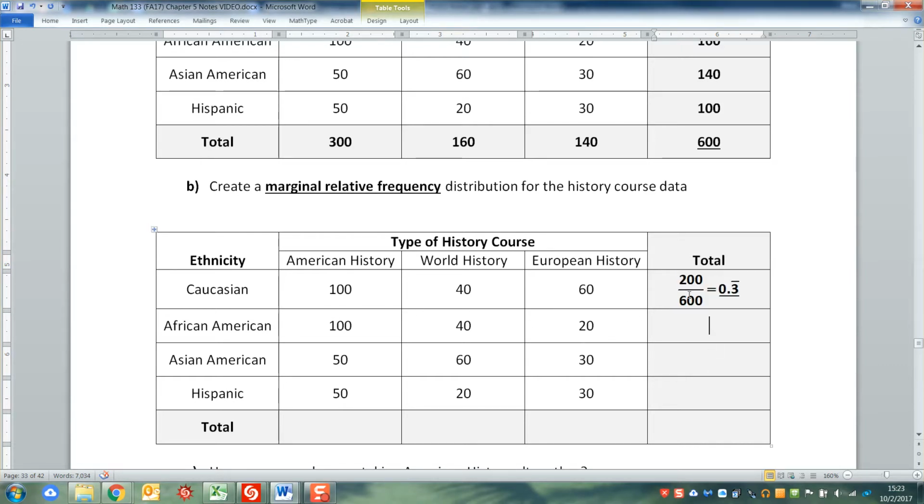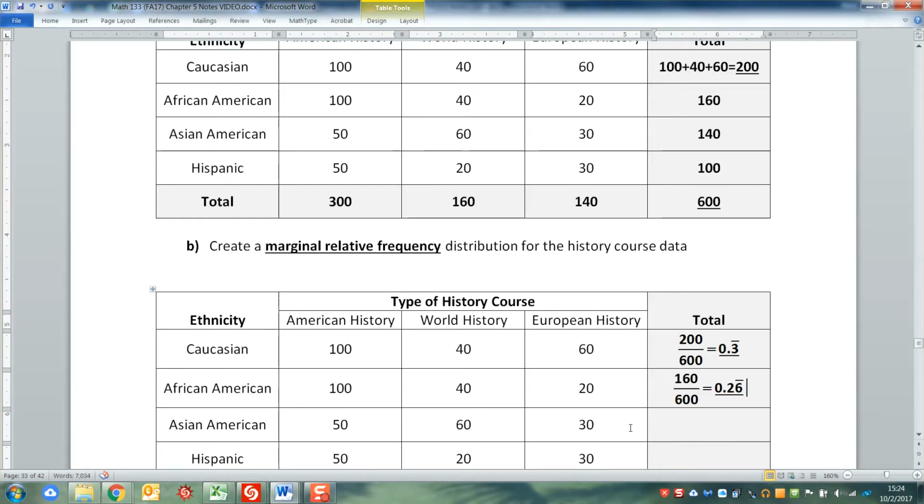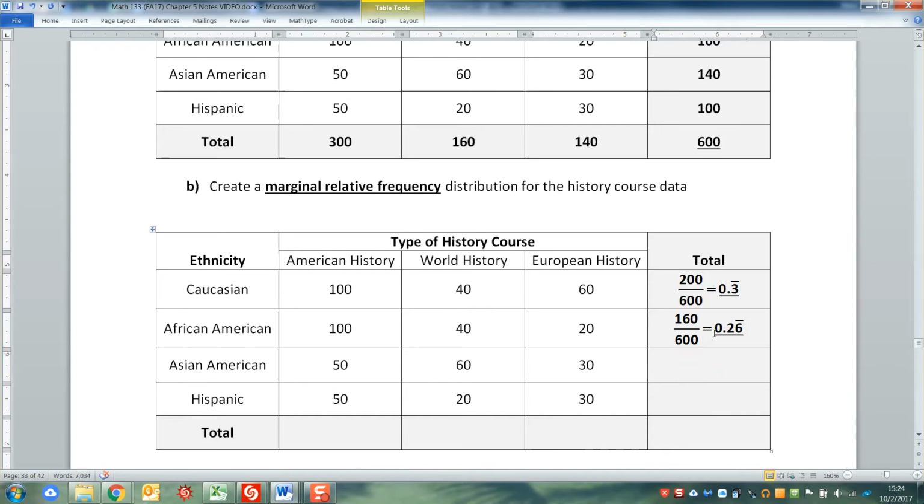Okay, what about the next one? Well, the next row added up to 160, so that'd be 160 divided by the grand total of 600, which is 0.26 repeating. The 6 is repeating, by the way. And again, I'm just using a calculator to come up with those numbers.